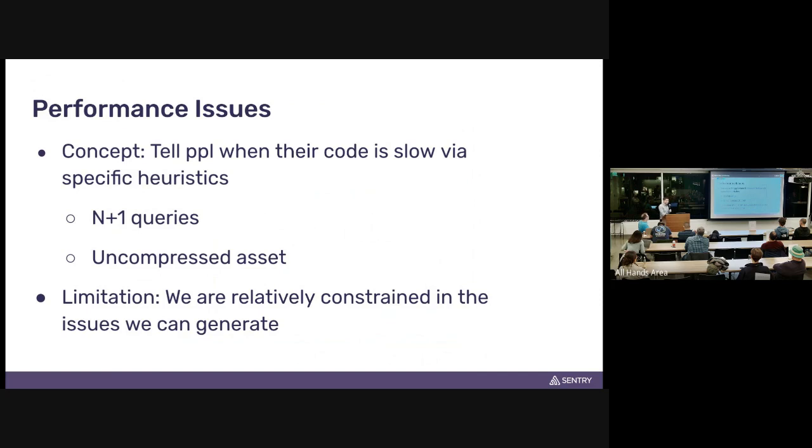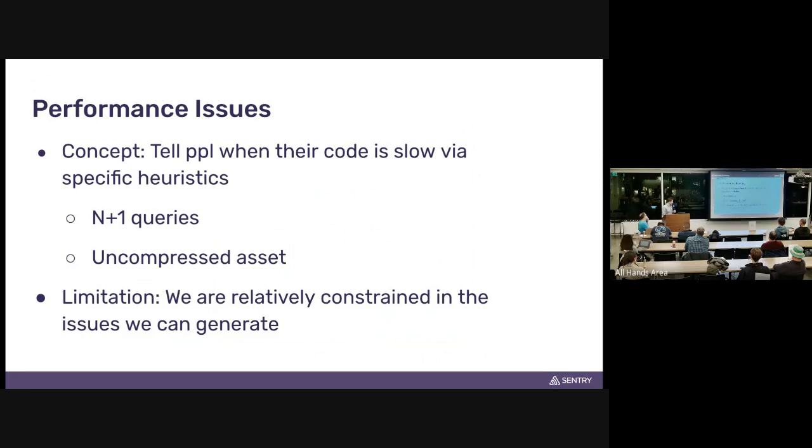Examples of that would be n+1 DB queries, or an uncompressed asset in your page that's making a page load really slowly. These are really great because they're very targeted and very prescriptive. We can tell you, hey, your page is slow, here's why, you should go fix it.